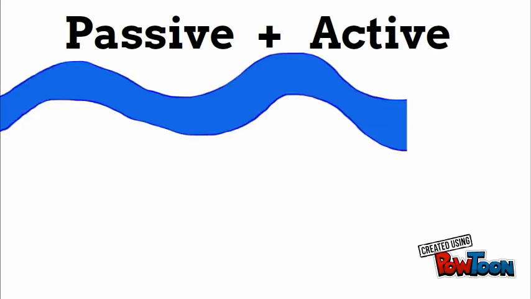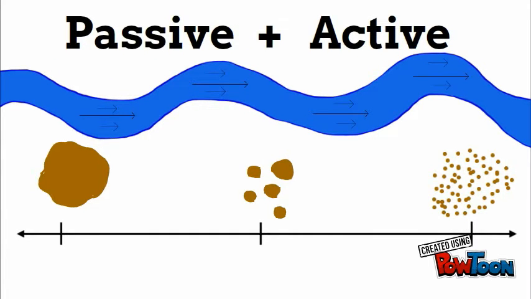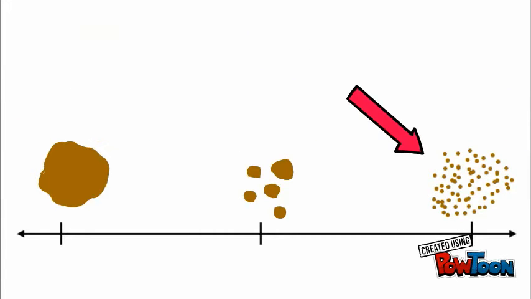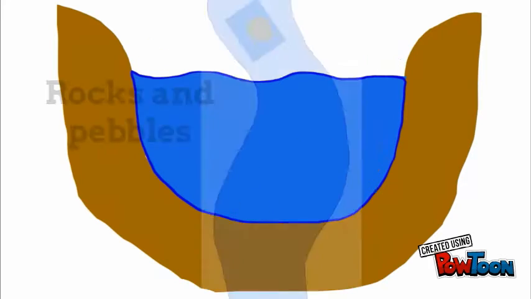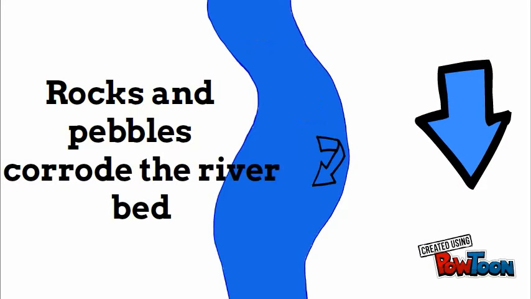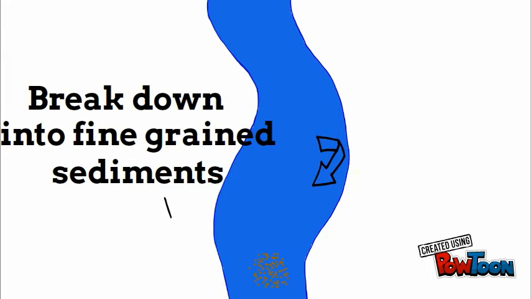Passive and active rivers can contain a range of different sediment sizes depending on their discharge and slope. Sediment size is mostly small due to constant abrasion, erosion, and hydraulic action. As rocks and pebbles are transported downstream, they corrode the river bed and also begin to break down and round into smaller, fine-grained sediments. Rivers rarely flow in a straight line.